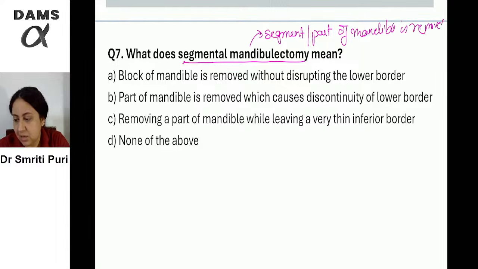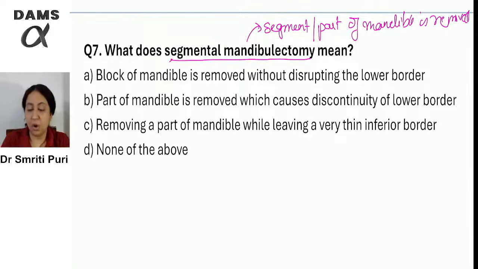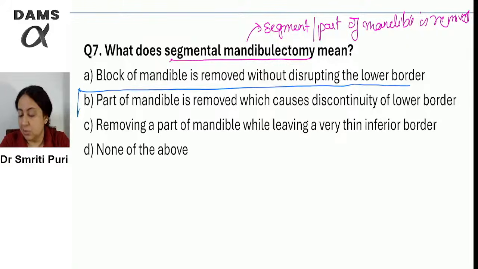So what will happen? This will cause disruption of the lower border or inferior border of the mandible. So the correct answer is B. Part of the mandible is removed, which causes discontinuity or disruption of the lower border.